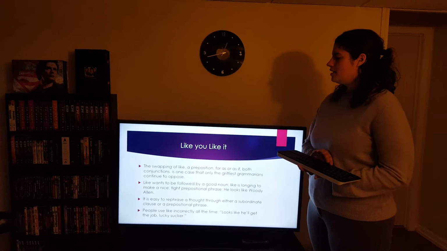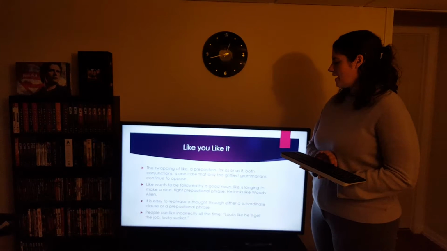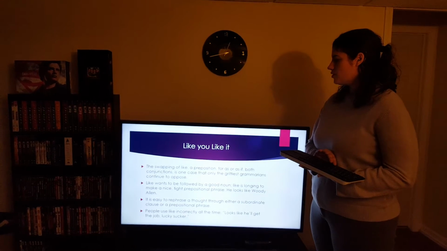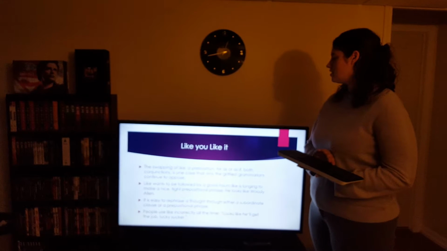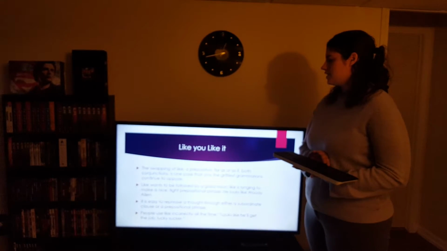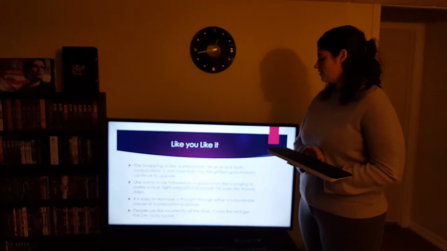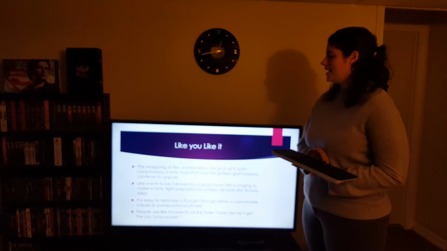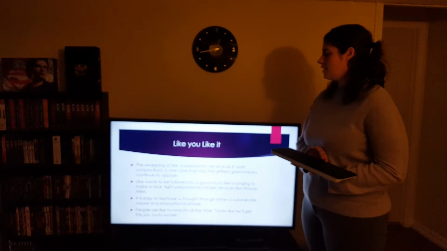Like you like it. The swapping of "like," a preposition, for "as" or "as if," both conjunctions, is one case that only the grittiest grammarians continue to oppose. Like wants to be followed by a good noun. Like is longing to make a nice tight prepositional phrase. He looks like Woody Allen.